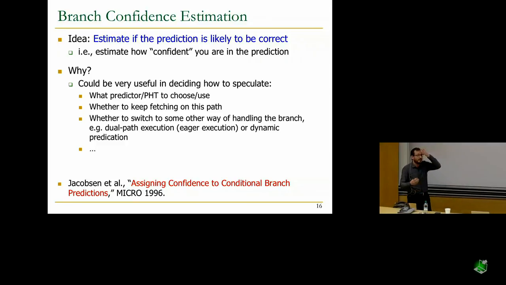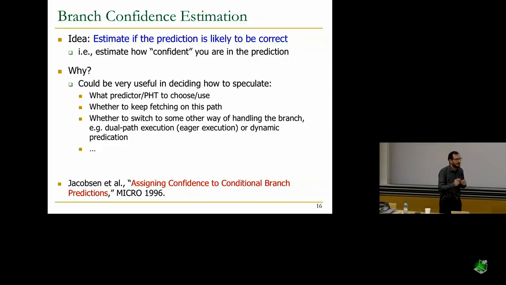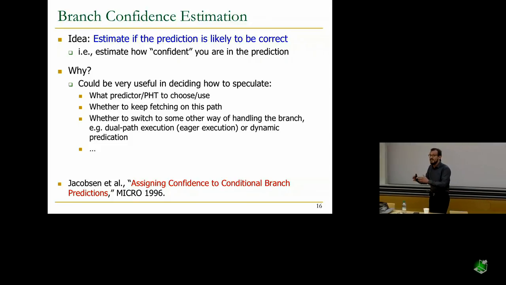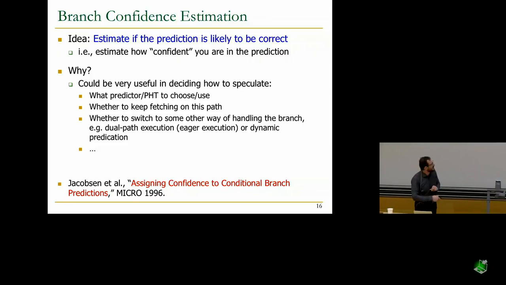Or whether you switch to some other way of handling the branch. If the predictor is not doing well, maybe you should do a dual path execution, which we briefly talked about. We're going to talk a little bit more about it today. Or maybe you do something like predication. We'll talk about that briefly also. So basically, this gives you a lot of options, right? It gives you the power of choice. That's why confidence estimation is important.